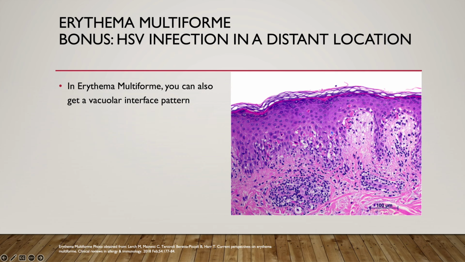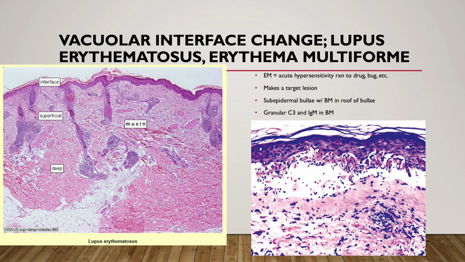And you can also get a vacuolar interface pattern like you do in lupus. And you can see the dead reds and you can see the vacuolar pattern. It's important to know that even though lupus and erythema multiforme both can have vacuolar interface pattern, you have to know the difference. So erythema multiforme is an acute hypersensitivity reaction to drugs and bugs and makes a target lesion. You'll have a subepidermal bulla with the basement membrane in the roof of the bulla due to the significant edema. For DIF patterns, you'll have granular C3 and IgM in the basement membrane. And in lupus, you'll have a lot of interstitial mucin, that superficial, deep, perivascular, periadnexal, lymphocytic, chronic infiltrate with plus or minus a vacuolar interface pattern.